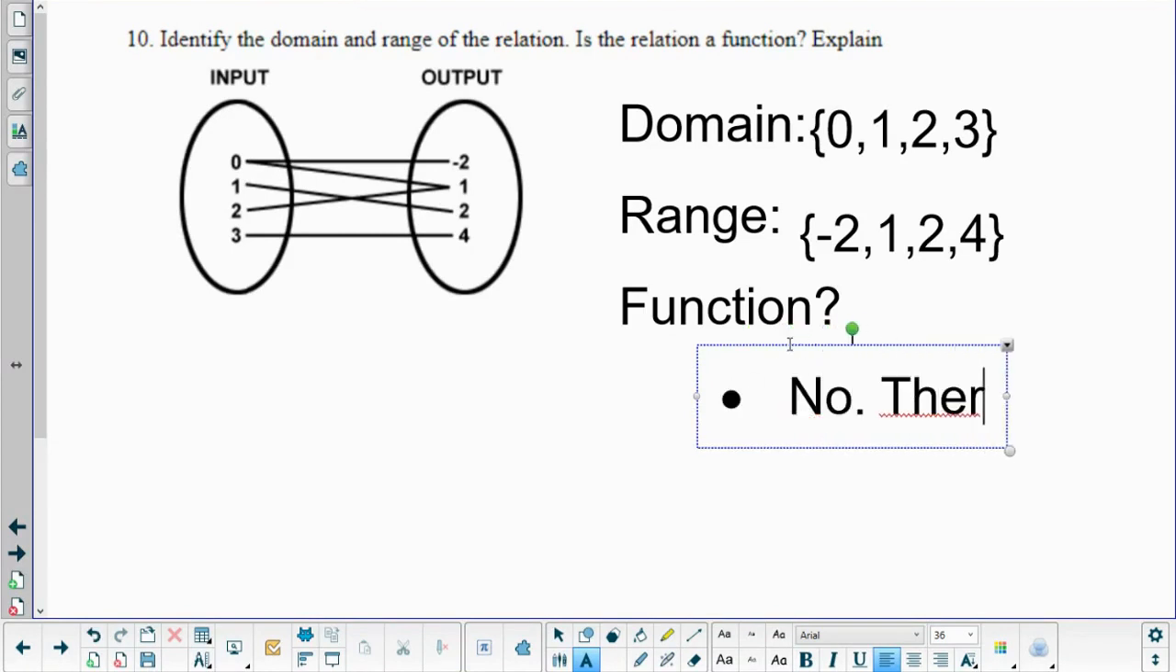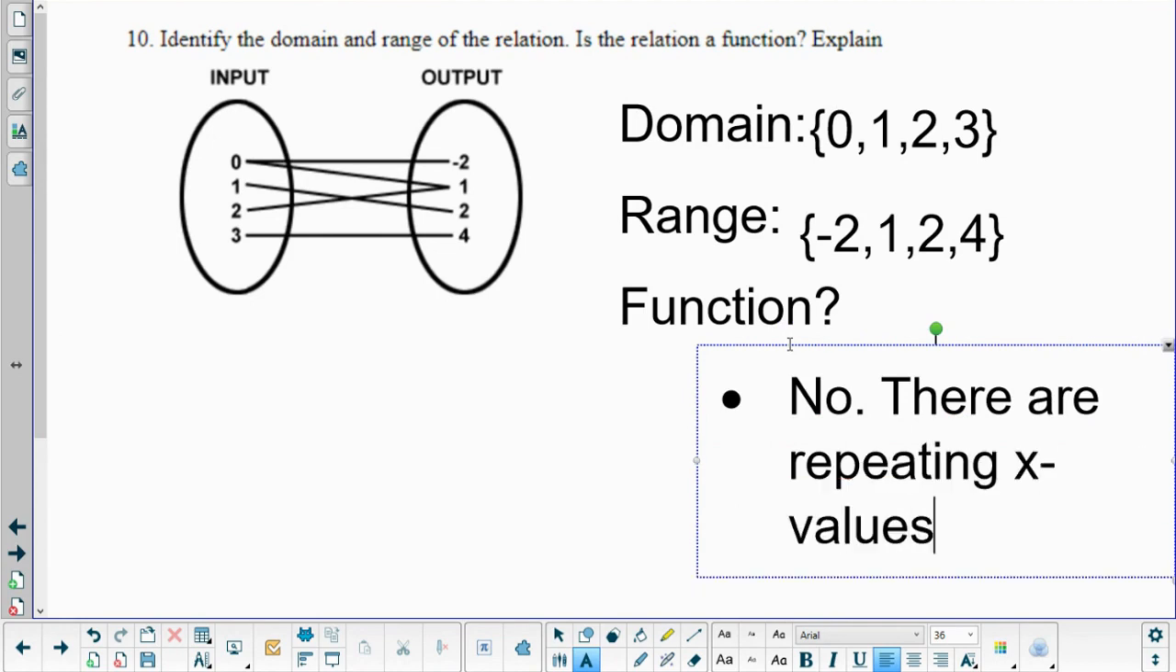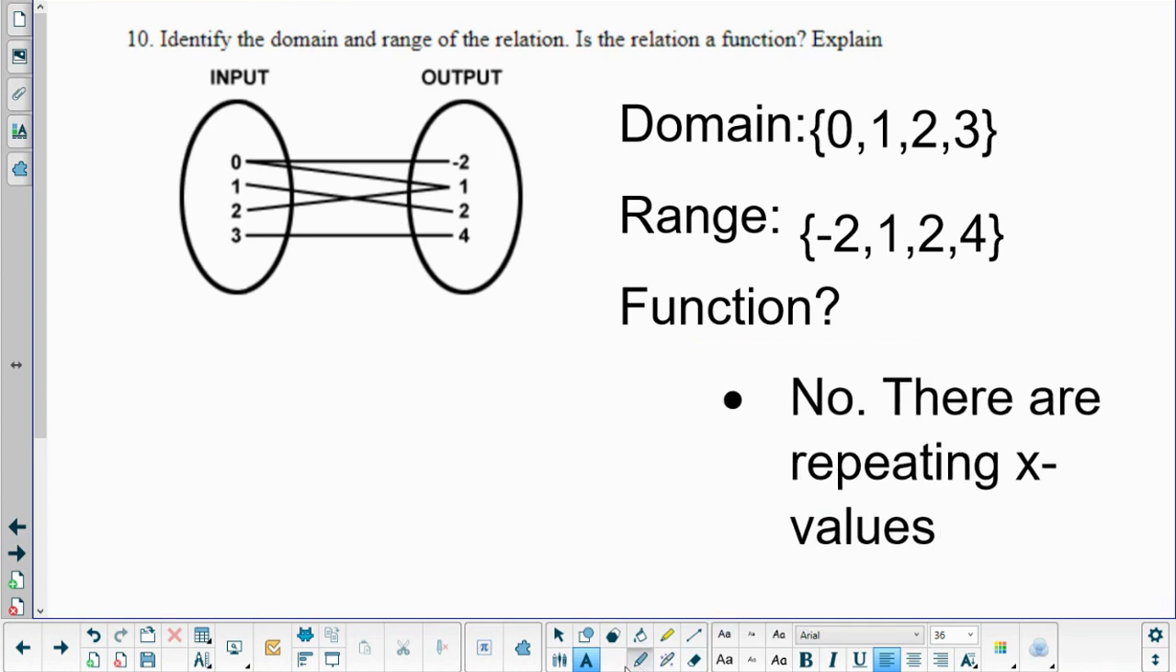There are repeating x values. In this case, our repeating x is the 0, because 0 goes to -2 and 0 also goes to 1. So that is what makes this not a function.